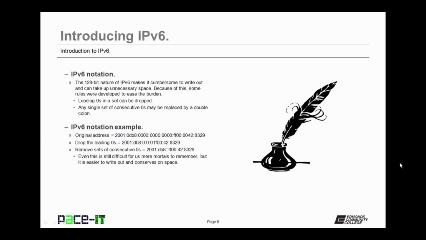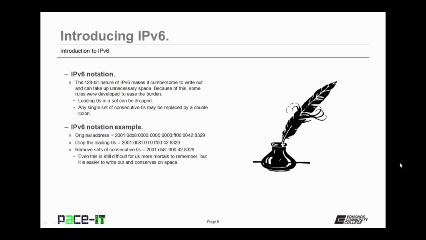Now there are some notation conventions that you need to be aware of with IPv6. The 128-bit nature of IPv6 makes it cumbersome to write out and can take up unnecessary space. Because of this, some rules were developed to ease the burden of writing out IPv6 addresses. The first rule is that any leading zeros in a set can be dropped. And the second rule is any single set or multiple continuous sets of consecutive zeros may be replaced by a double colon. So let's look at an example.